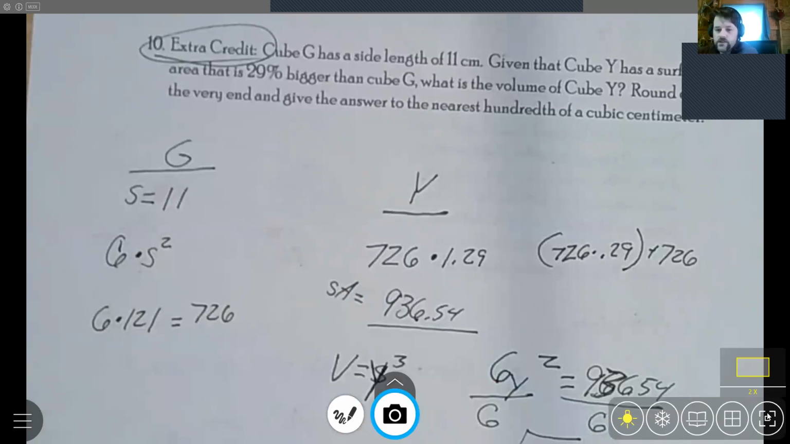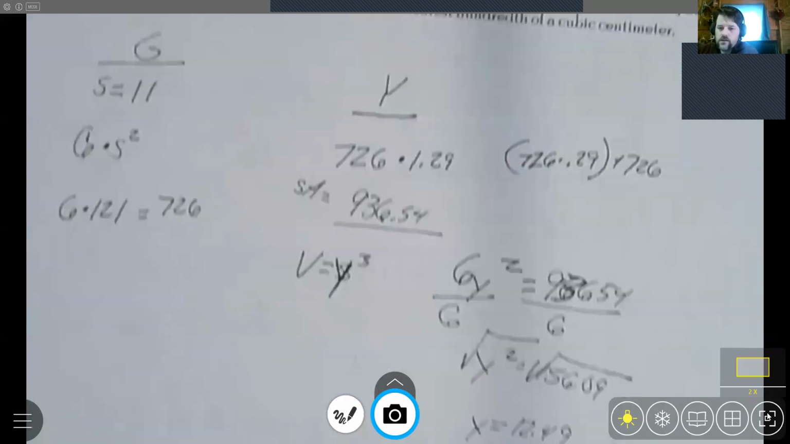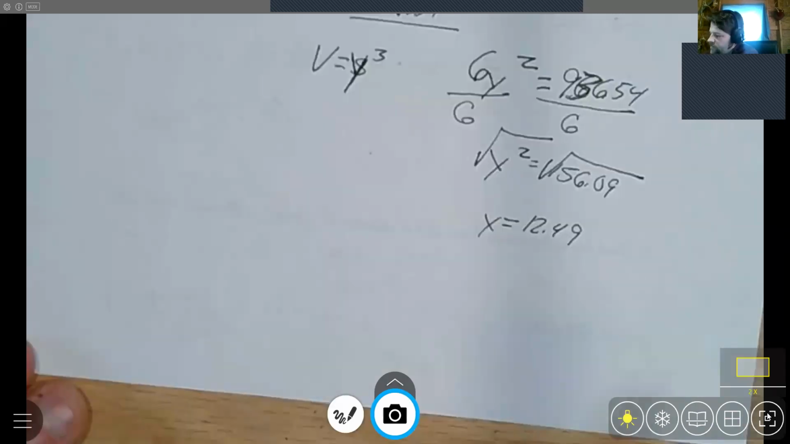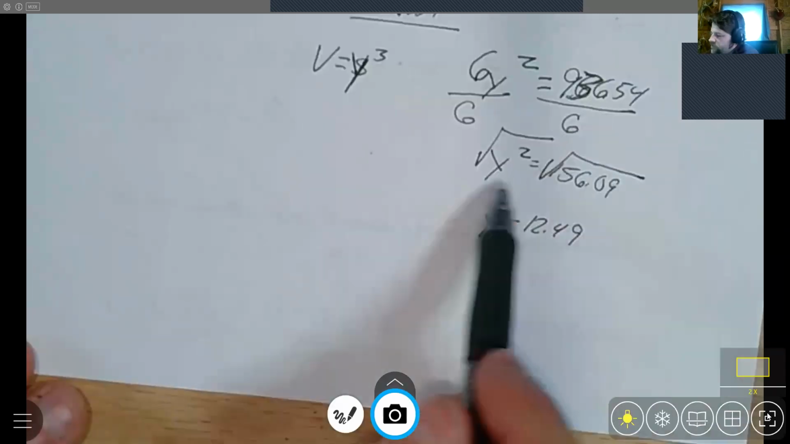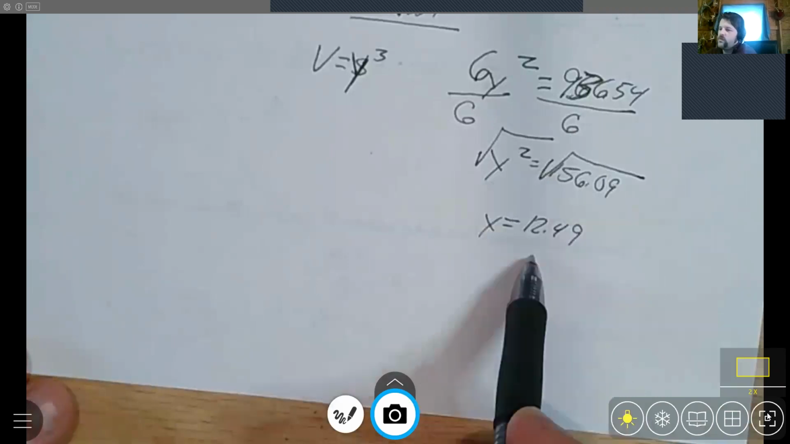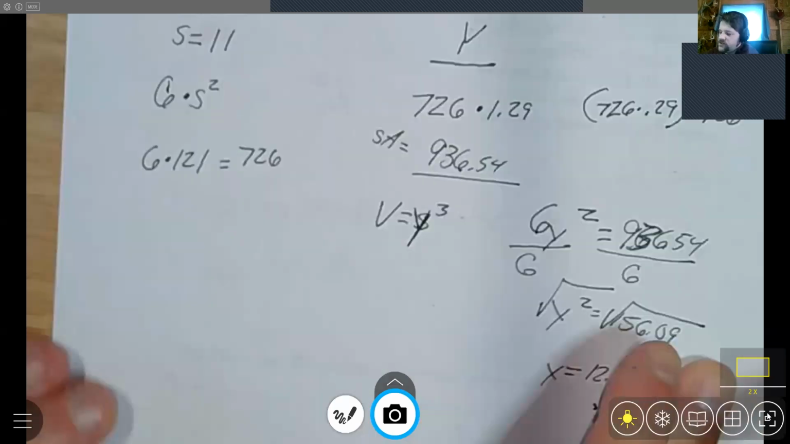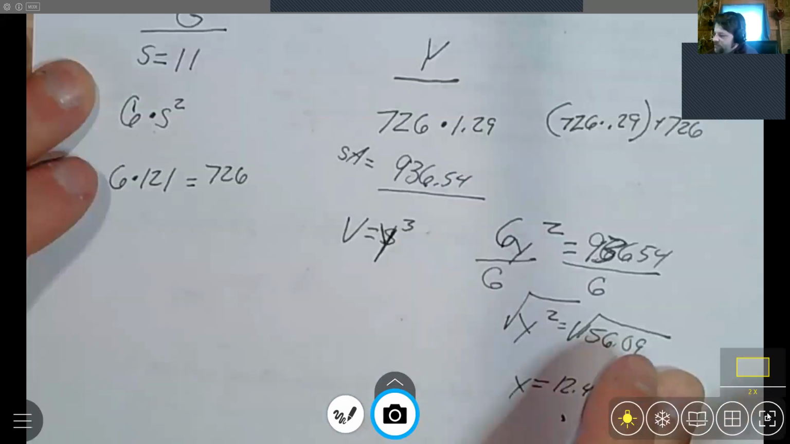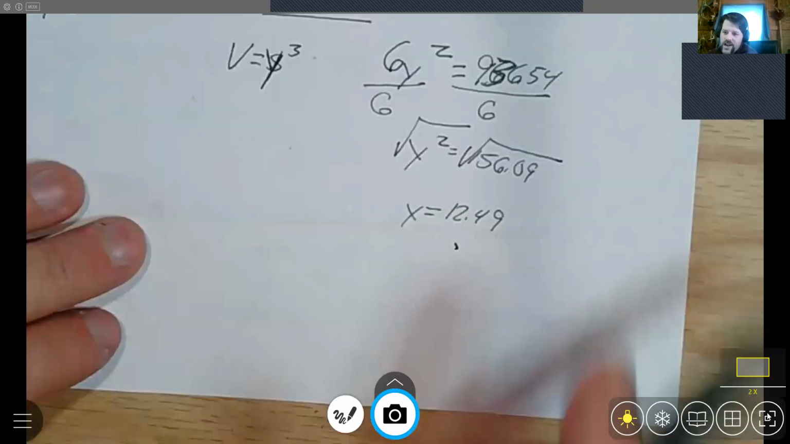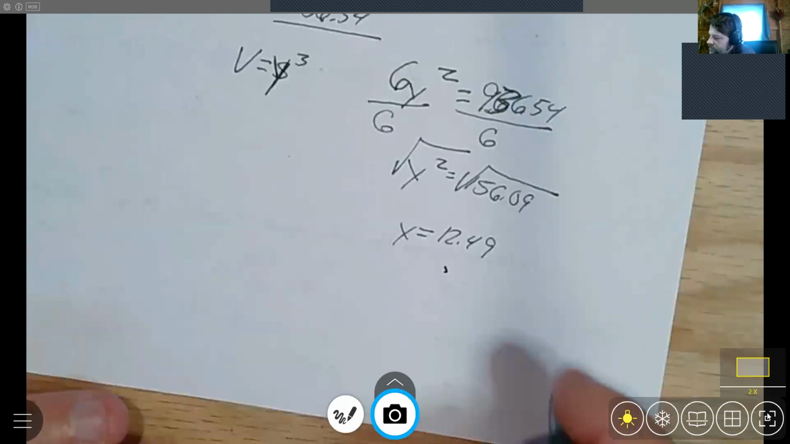Sorry, I'm off my page here. Okay, so I divided both sides by 6 and took the square root of both sides. Y is 12.49. Going back to my original, I'm only 29% bigger. So my original side is 11, right? My bigger cube has a side of 12.49. That sounds reasonable.